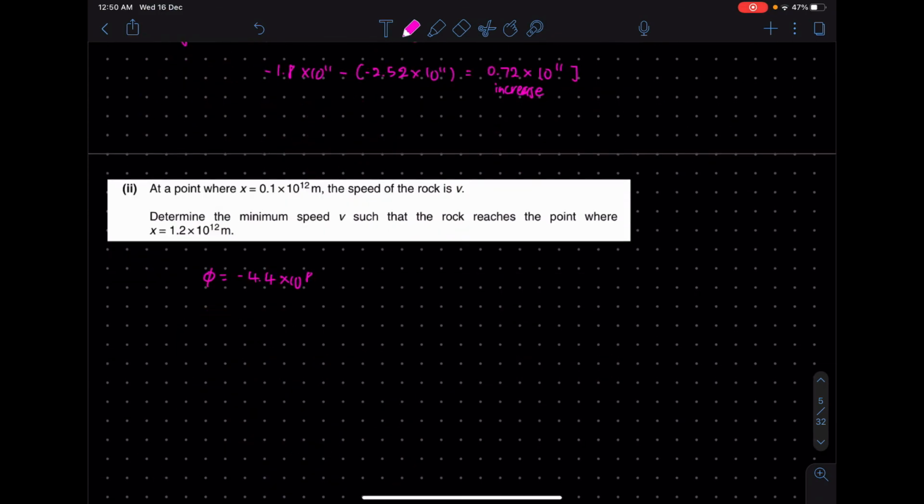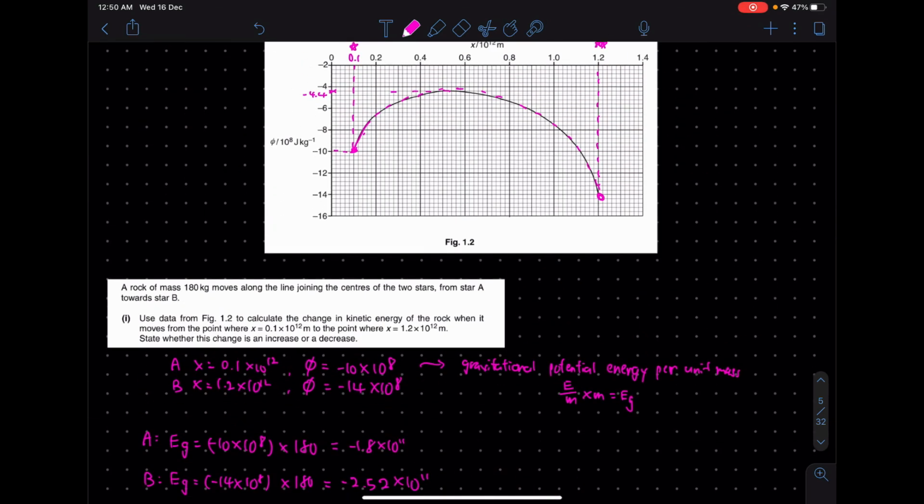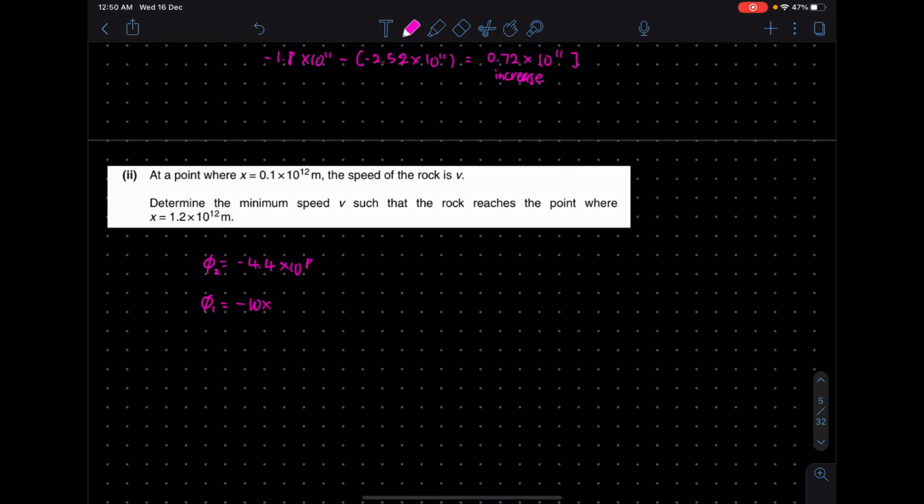and we need the other one also. So this one I'll call phi 2. Phi 1 would be negative 10 times 10 to the power of 8. So what we can do is, we can of course do the same thing first. We can multiply by the mass to get the energy first. It will make everything less complicated.